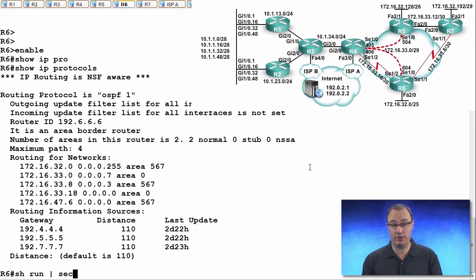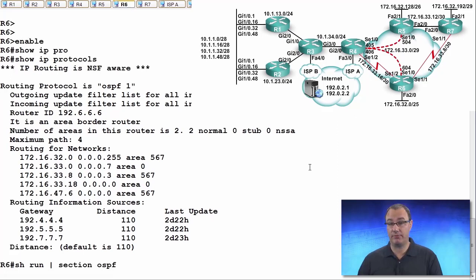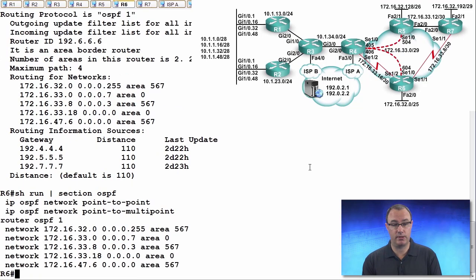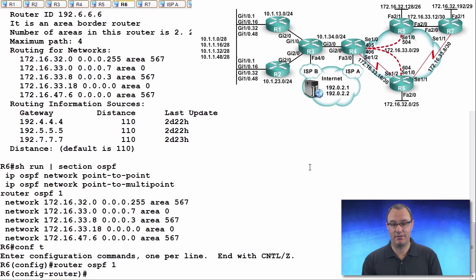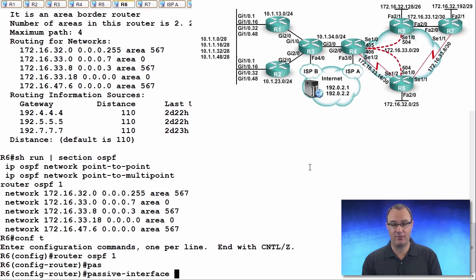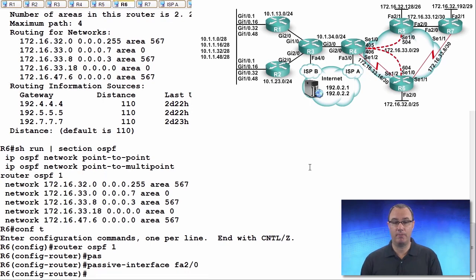I can also view this by looking at the OSPF config directly. So passive interface is not running on this router, but I can make it run for this interface. Be careful with what interfaces, because you would break the routing protocol on that interface. So I'm going to say passive interface. I'm not going to use default. It's not appropriate for this. I'm going to say FastEthernet 2/0.